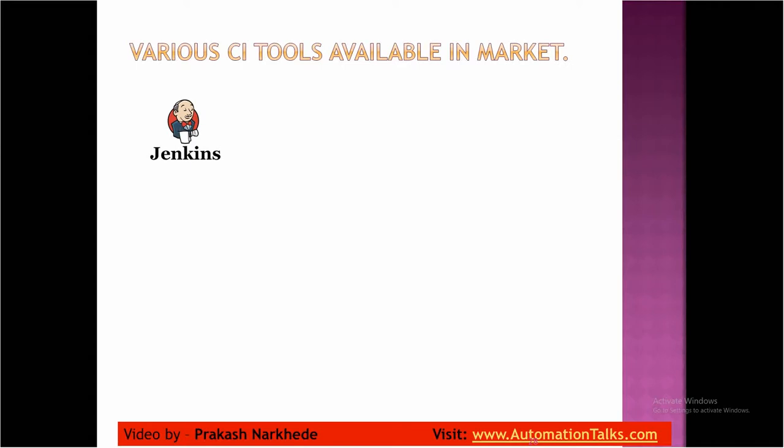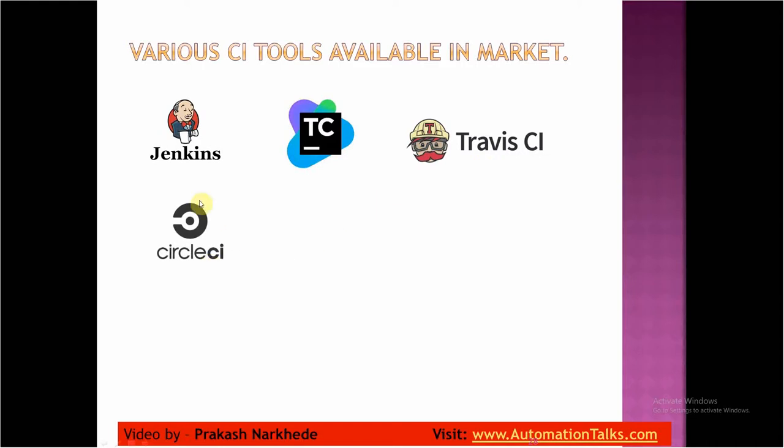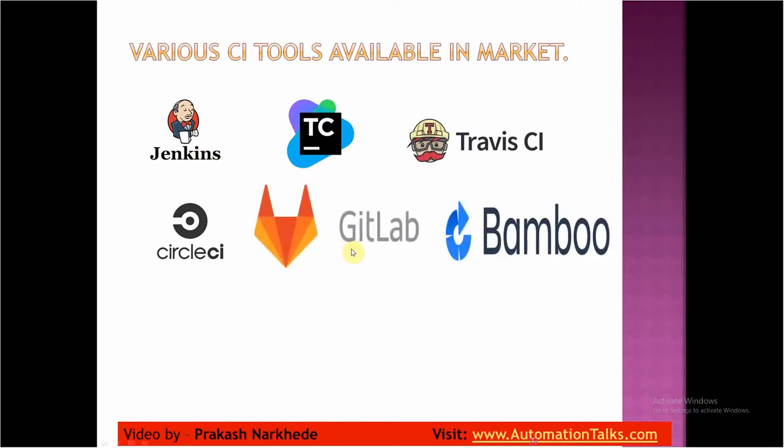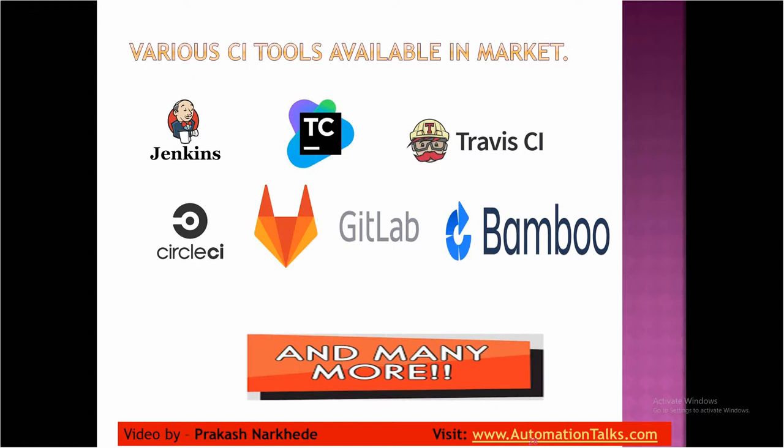So what are the various CI tools available in the market? We have Jenkins, that's the quite famous one, mostly used by most of the organizations. Then we have TC, then we have Travis CI. TC stands for TeamCity. Then we have Circle CI, but a few of them are not open source. Since Jenkins is open source, it is mostly preferred by the organizations. GitLab, Bamboo is again one of them, and there are many more. These are the quite majorly used ones. Out of that, Jenkins is mostly used since it is open source. So I'll be talking about Jenkins only.